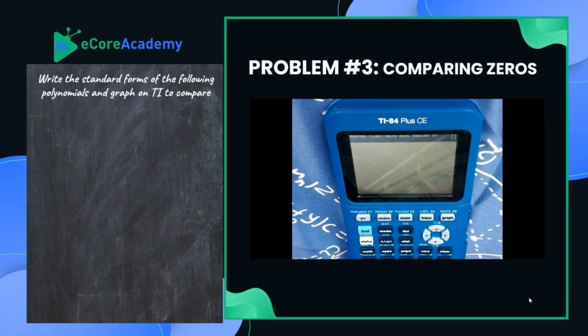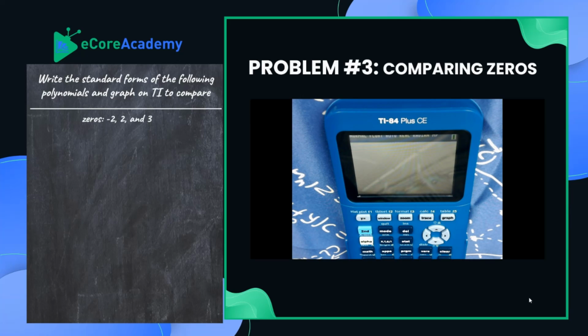So the instructions are: write the standard forms of the following polynomials and graph on the TI to compare both of them. So here's our first polynomial. All we've been told is that the zeros are -2, 2, and 3. So you might be wondering, how are we going to determine what the standard form is? Because if you remember, standard form is P of x equals a times x to the power n plus a times x to the power n minus 1, and so on. So that is standard form. So how are we going to get it in that standard form just from the zeros?